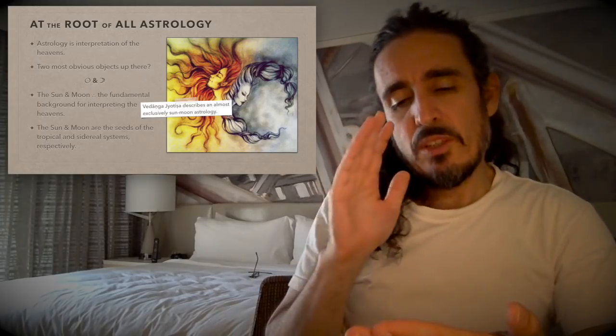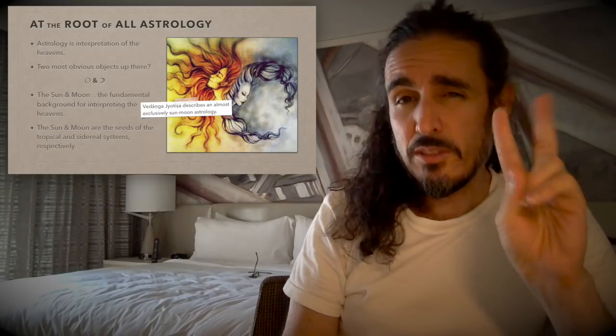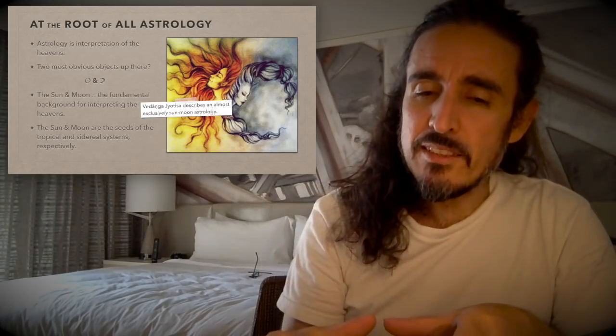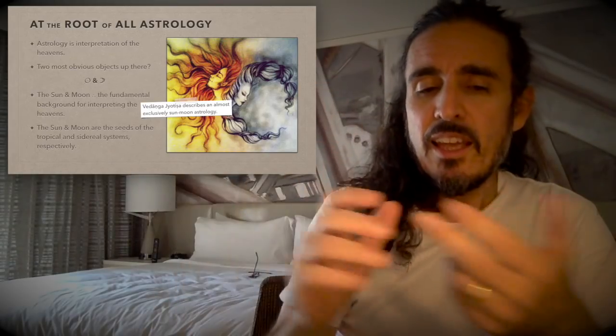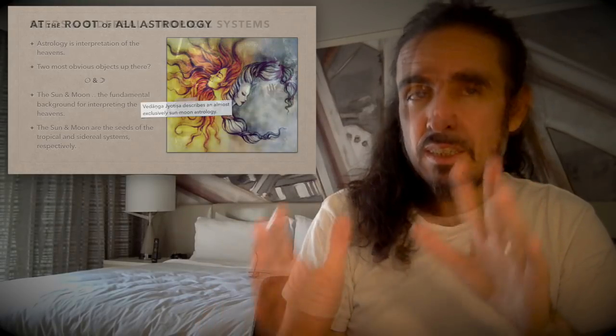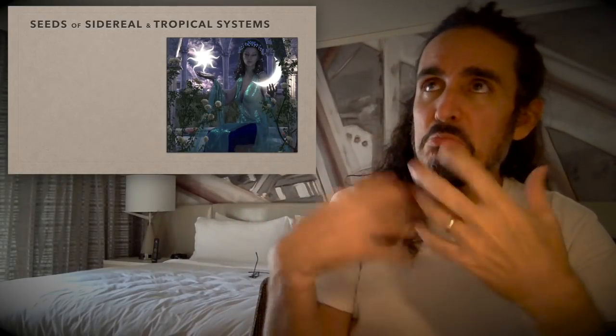Now, we're talking about sidereal and tropical. The relevance of the sun and moon to sidereal and tropical is that the sun is going to be the basis for the tropical way of looking at the sky, and the moon is going to be the basis for the sidereal way of looking at the sky. So the sun and the moon are the seeds of the tropical and sidereal way of looking at the sky. How do you make these seeds grow? How do they grow into the actual sidereal and tropical systems that we use?